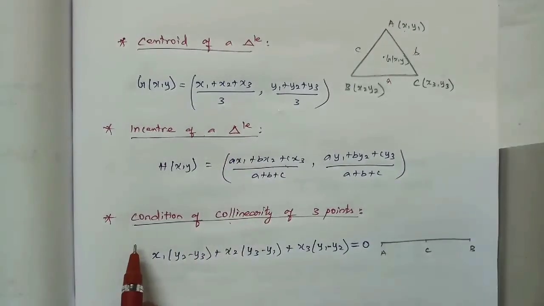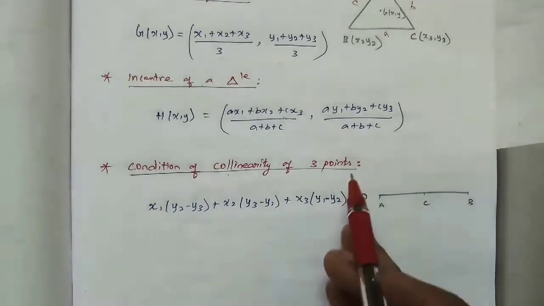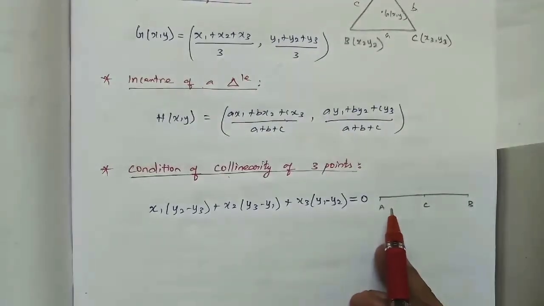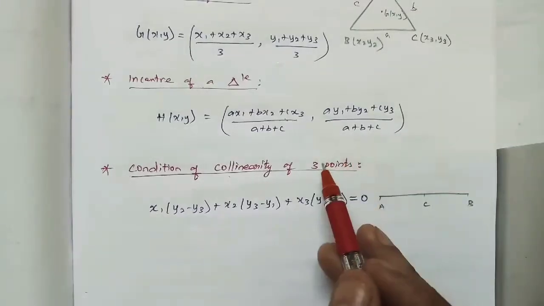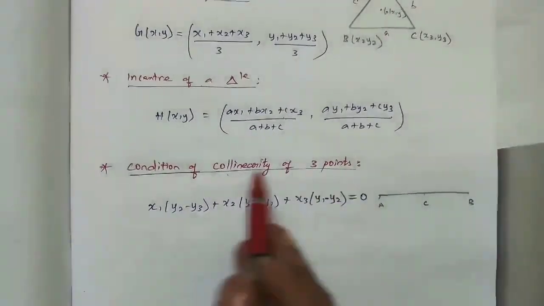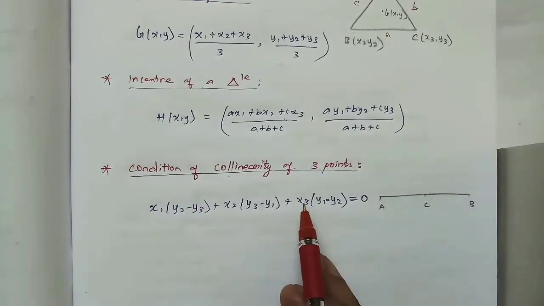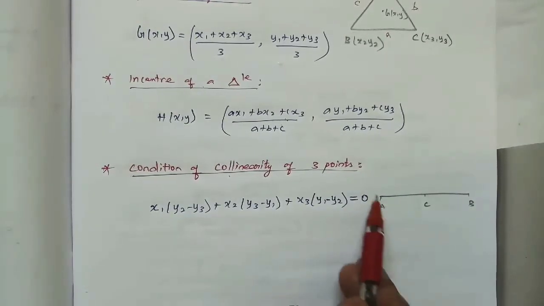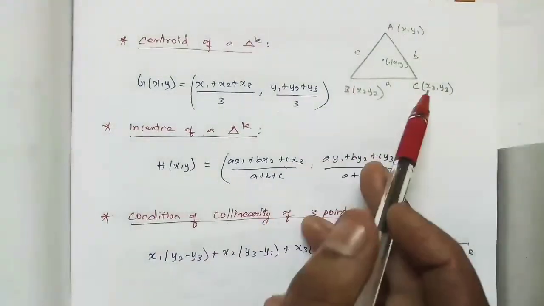The last one is the condition of collinearity of 3 points. What is meant by collinearity? More than 2 points lie in a straight line. For 3 points, I'm just using this formula, which we have already seen. This formula is nothing but the area of a triangle. When the area of the triangle is equal to 0... how many points are there for a triangle? 3 points, right?